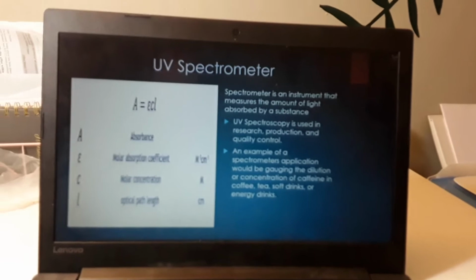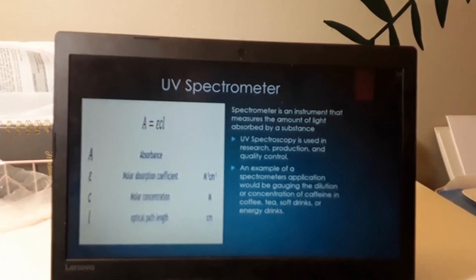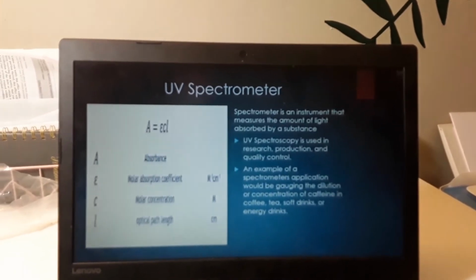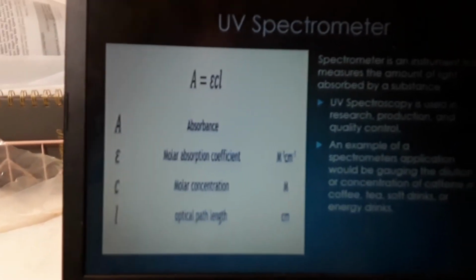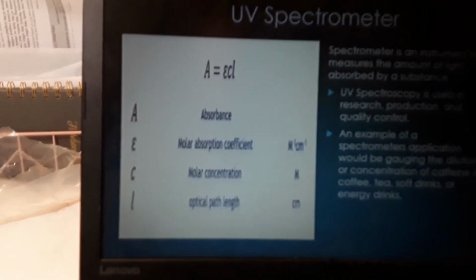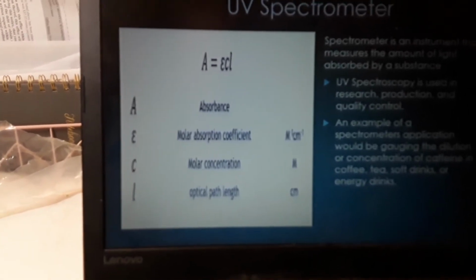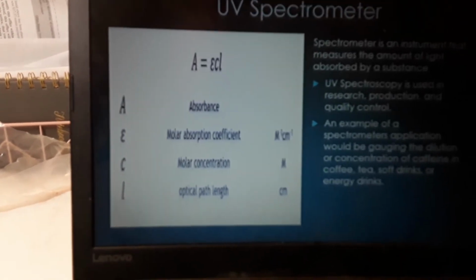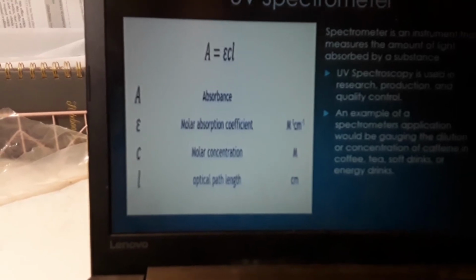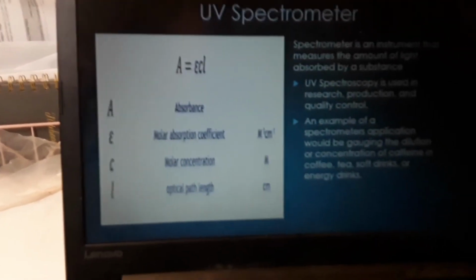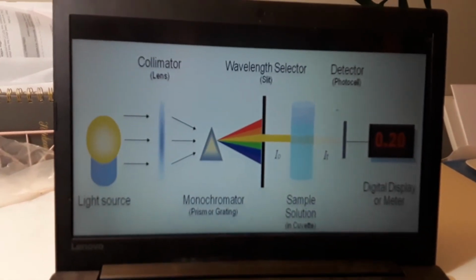Spectroscopy is gauged from this equation right here: A equals epsilon C L. A being the absorbance, epsilon being the molar absorption coefficient, C being the molar concentration, and L being the optical path length. We will now take a look at a spectrometer and how these work.